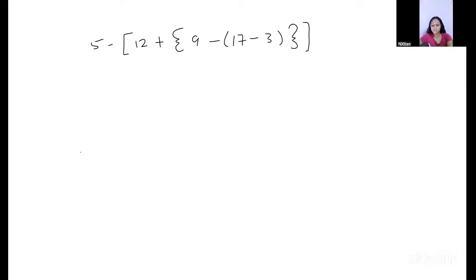Firstly, what we do, we solve the small bracket. So 5 minus 12 plus 9 minus 17 minus 3 is how much? 14.